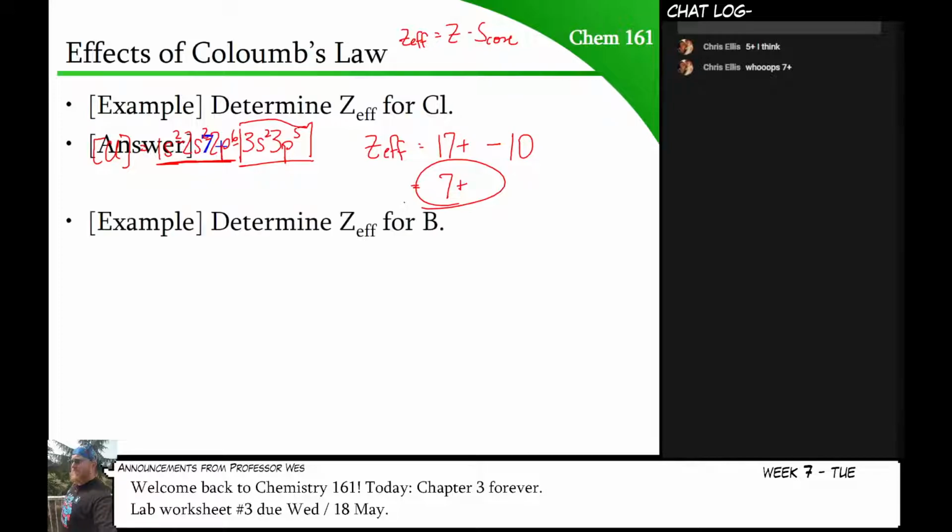All right, that's okay. You have a chance to redeem yourself. Let's do this for boron. I'll give you another minute to do it.